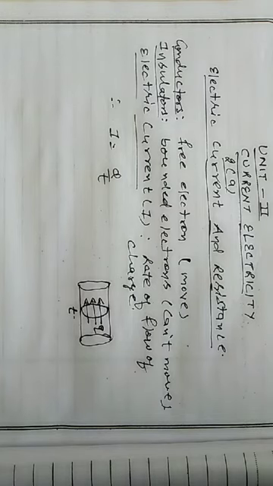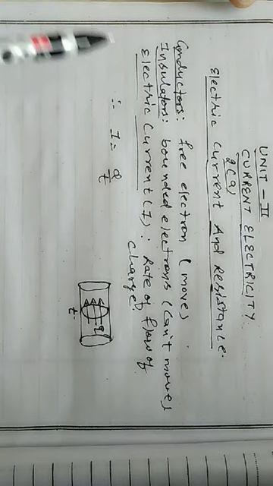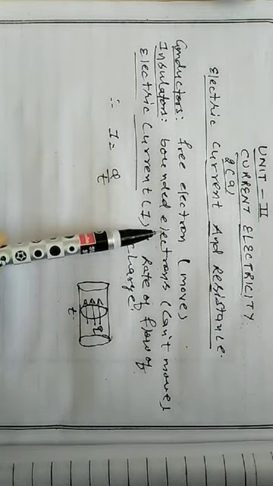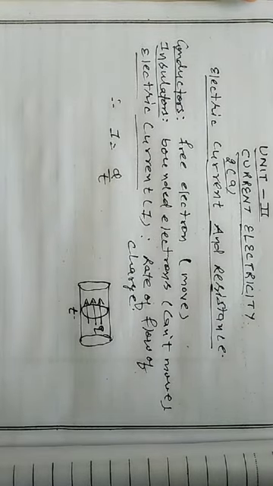Hello children. Today we will start unit 2, current electricity, and the first part of unit 2 is electric current and resistance. In unit 1 we have studied about conductors, which contain free electrons, and these free electrons can move inside the conductors, and we know insulators, which contain bound electrons. The electrons which cannot move are known as bound electrons.